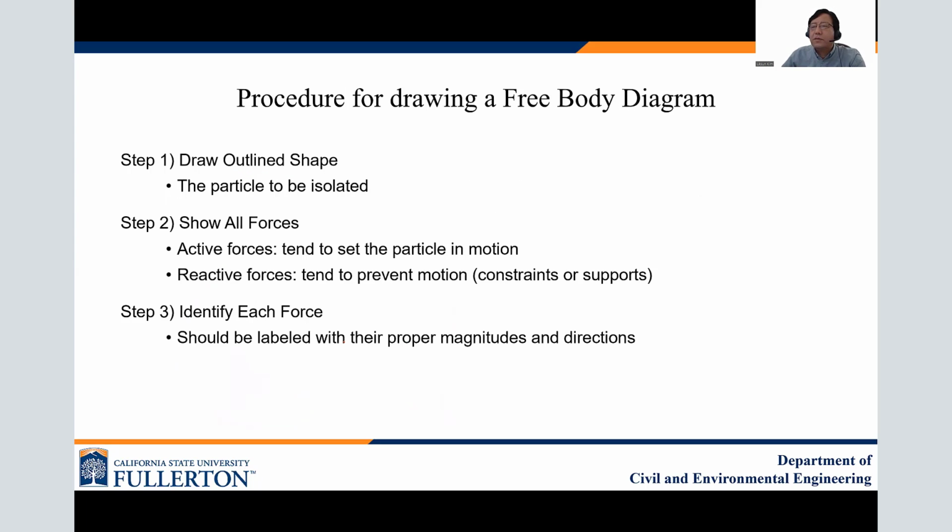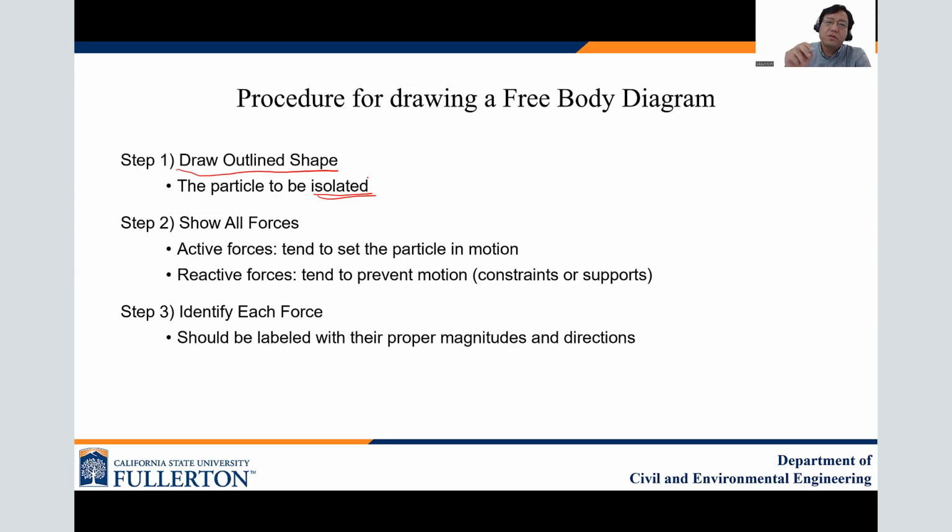This slide shows the procedure for drawing a free body diagram. Step 1, draw or outline the shape. The particle needs to be isolated. That is the important thing. You don't need to draw the entire system, just isolate the one you are interested in drawing the free body diagram for.